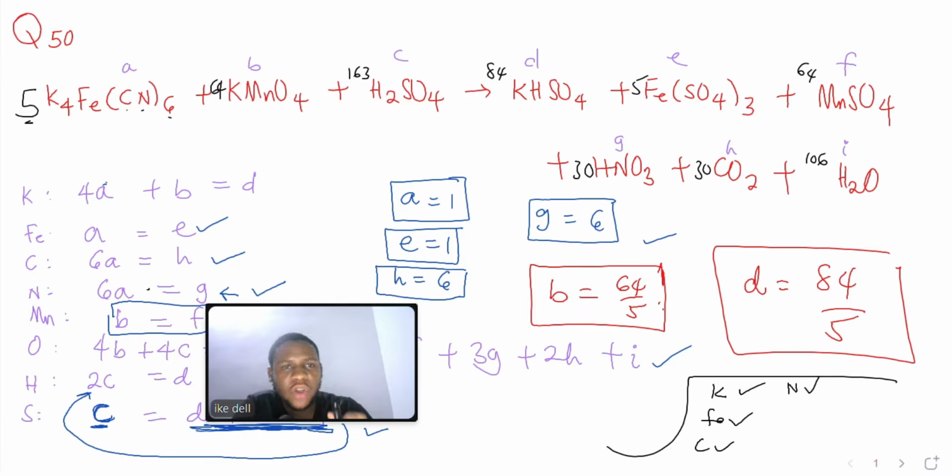Next is oxygen. Oxygen on the left hand side is 64 times 4. Let's do that. 64 times 4, that's 256, and then we have an extra 163 multiplied by 4. So if you add everything, you're going to have about 908. That's the amount of oxygen you have. Now let's figure out what we have on the right hand side.